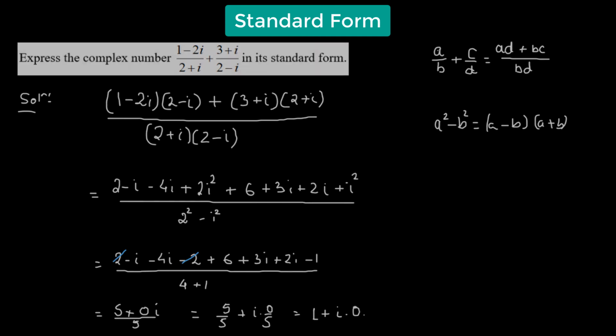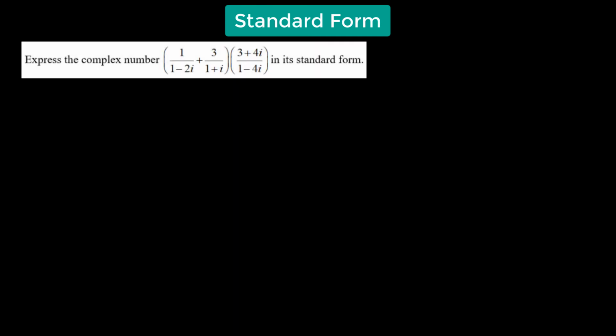Let's go to the next question. In this question, we have to express the given complex number in its standard form. So let us begin by first adding the first two complex numbers. So we begin by using the butterfly method. So that is simply first multiplying the two denominators, which will be (1 − 2i) times (1 + i). Then we multiply the diagonal, so 1 times (1 + i) will be simply 1 + i.